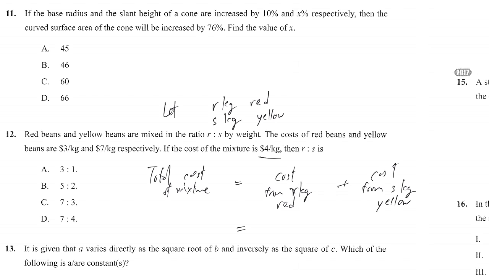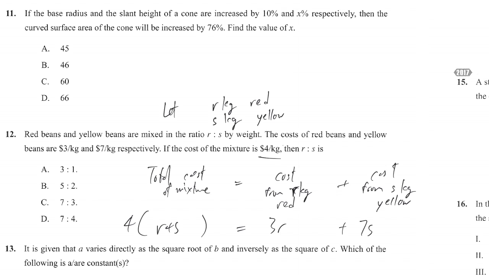What is the total cost of the mixture? Each kg is 4. What's the total weight of the mixture? I'm talking about total. We have R kg is red, S kg is yellow. So what's the total weight? R plus S. Yep. So what is this? R kg, each kg costs 3, then R kg costs 3R. This one, each kg 7, so 7S.